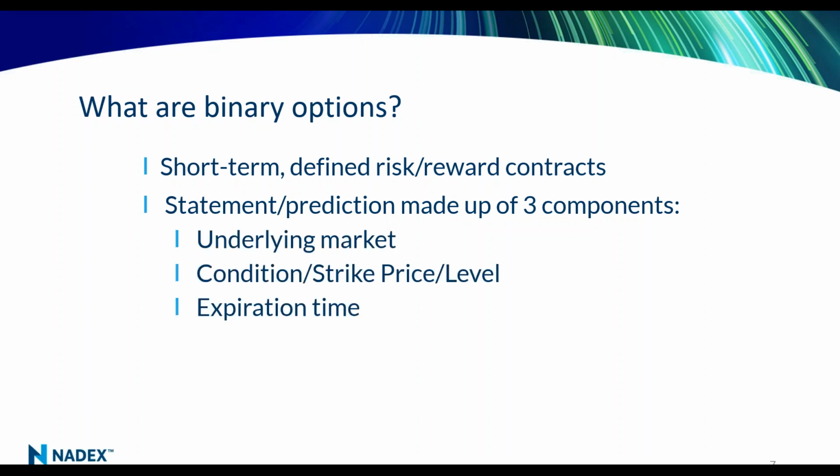And the three components of that prediction or statement are, first, the underlying market. We have binary options on foreign exchange, indices, commodities, and even events. We had an event contract today with the unemployment number. We've got event contracts as well. So there's an underlying market, there's a condition, and there's an expiration time. We offer a variety of underlying markets, as I mentioned. The condition is also known as a strike price or a level, and it's going to be phrased in the form of a question.